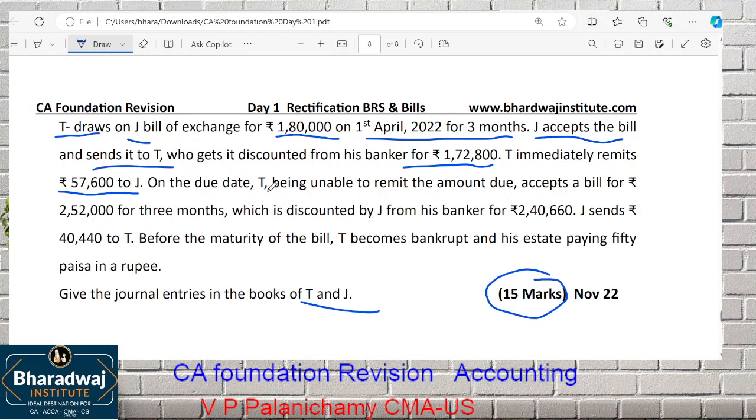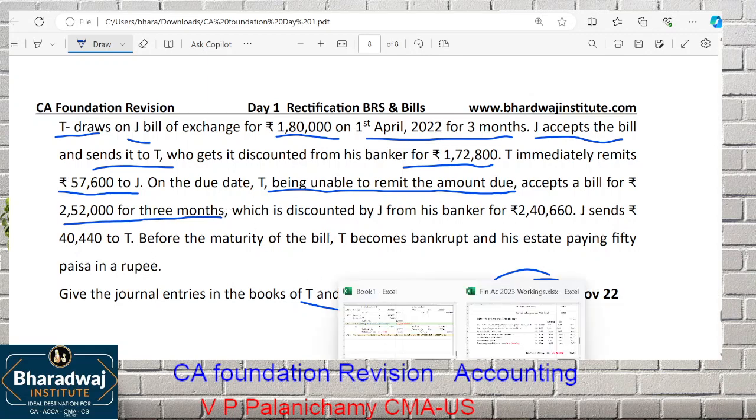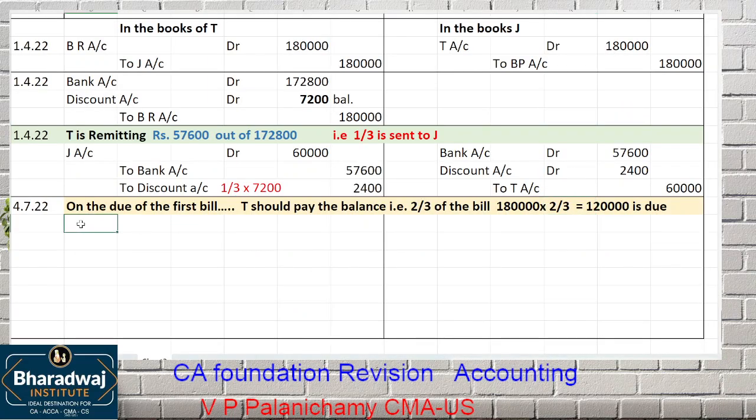On the due date, T is unable to send the amount due. He is accepting the bill, 2,52,000 for 3 months. Who is accepting the bill now? T is accepting the bill. So new bill is done. Our second bill is done.